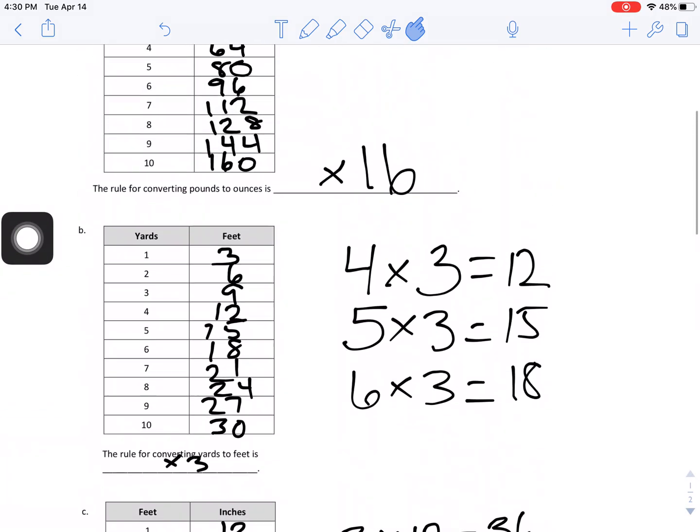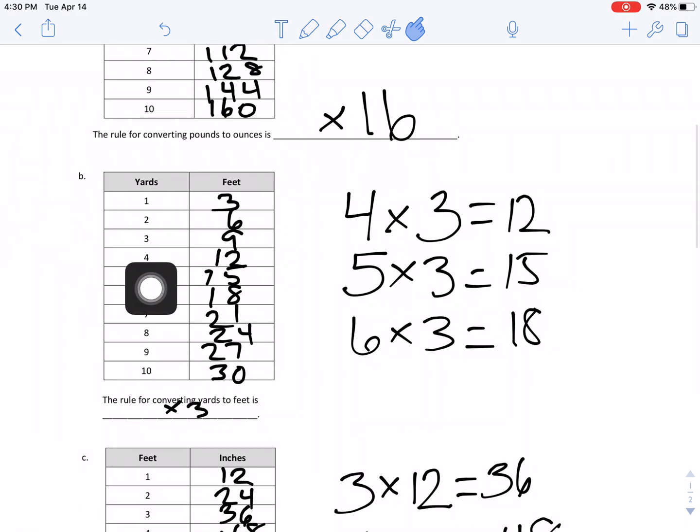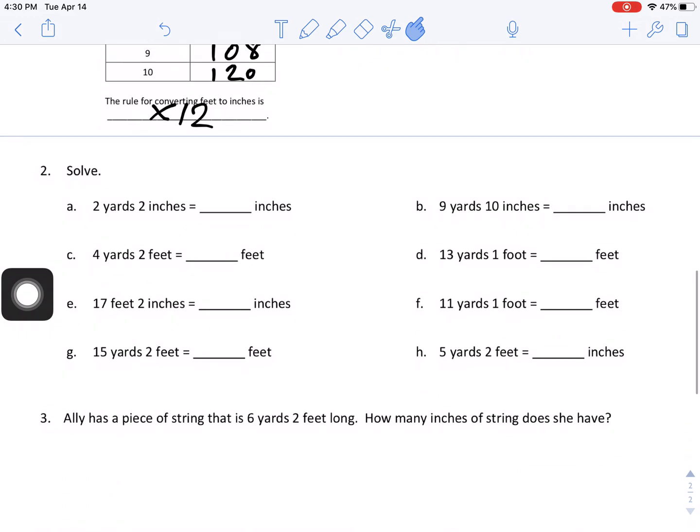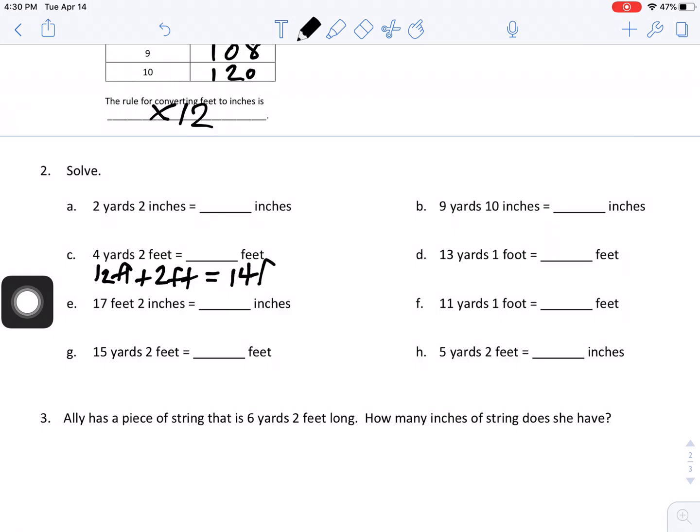Go back up. Here's 4 yards. There are 12 feet in 4 yards. So I could come down here and I could say this is 12 feet plus the 2 feet that were with it equals 14 feet.